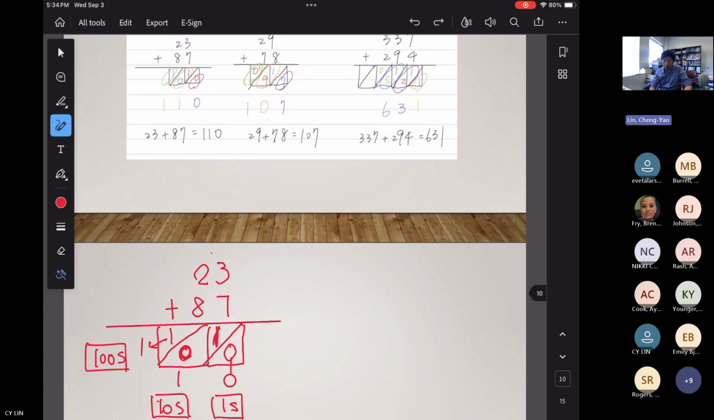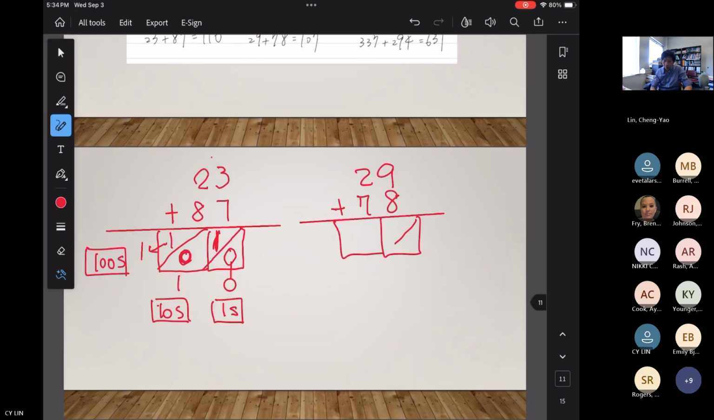Can you try another one? Take 29 plus 78. Can you try this one? And you want to add diagonally, okay? You add diagonally based on the place value. Here is the ones, here's the tens, here's the hundreds. Okay, take a minute, do it, see if you can do it.